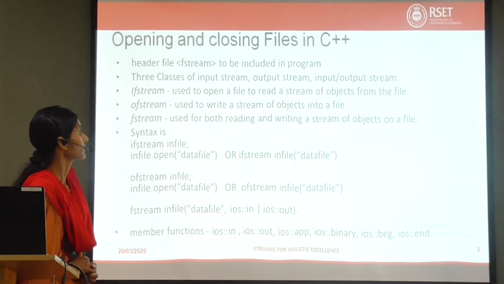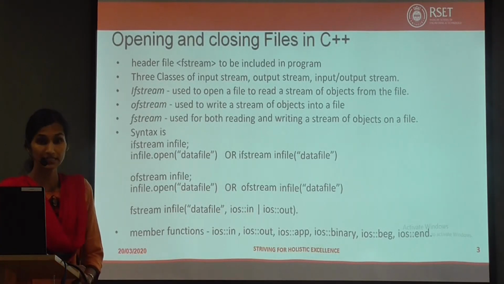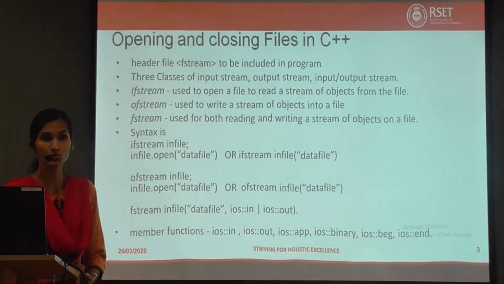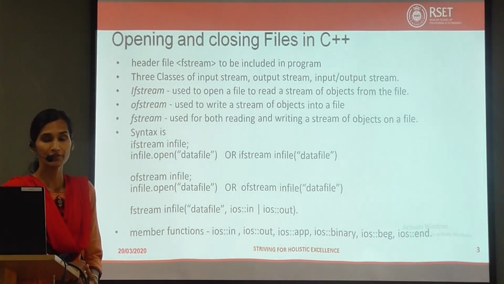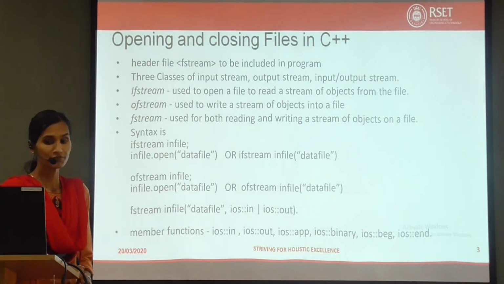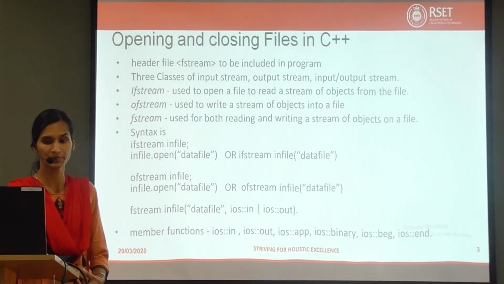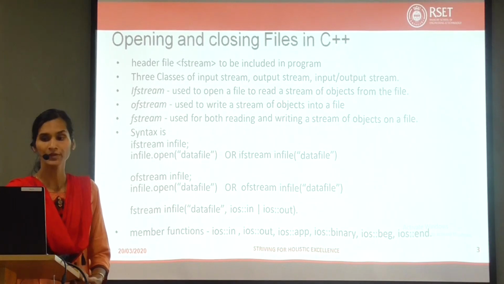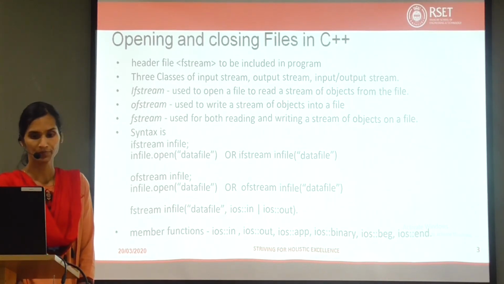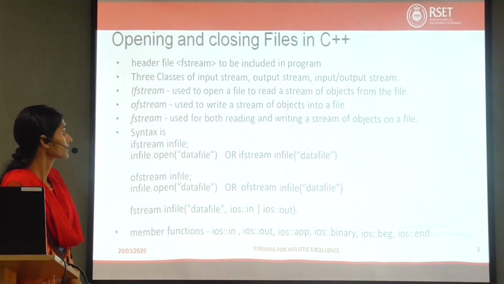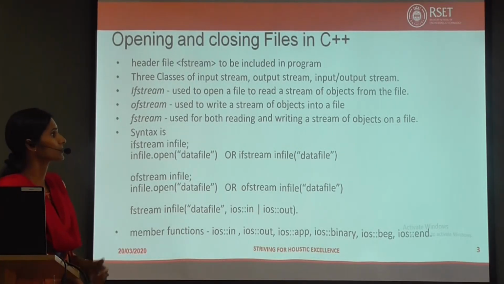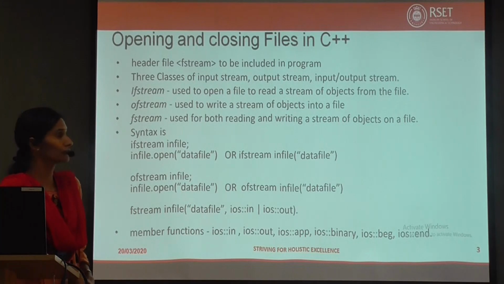Now, opening and closing a file. In a C++ program, we have to include certain header files for the file functions to be understood. The header file which we use is fstream.h, which has to be invoked at the start of the program. Now, there are three classes of input stream, output stream, and input-output stream. They are the ifstream, which is used to open a file to read a stream of objects from the file, an ofstream, which is used to write the stream of objects into the file, and an fstream, which is common for both reading and writing the stream of objects into the file.